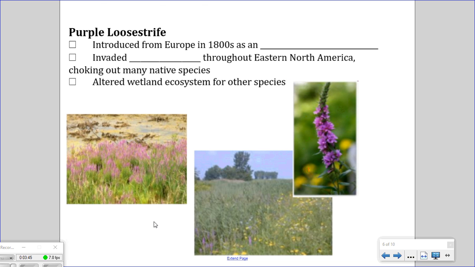Another example is the purple loosestrife. This was introduced from Europe in the 1800s as an ornamental plant. And it invaded the wetlands throughout eastern North America, choking out many native species, and has altered the wetland ecosystem for other species as well because of the loss of those native plants. So what was introduced as a decorative plant has now invaded wetlands throughout North America.